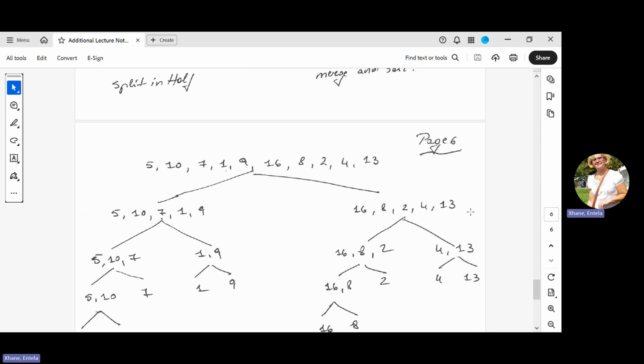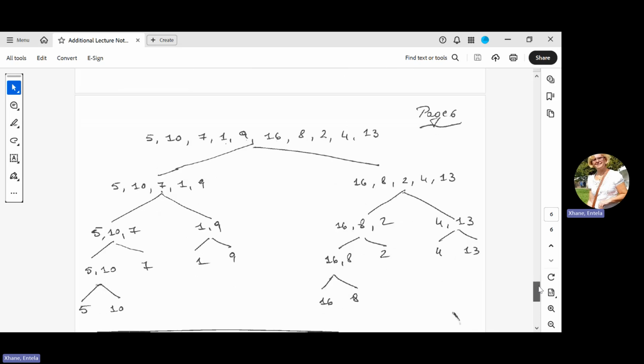Now, if you have an odd number of elements in the data set, when you're splitting, you get the number in the middle, but the number in the middle joins the first half. So I have a data set that is not sorted, a list of numbers with 5 entries. Then obviously 7 is right in the middle. 7 is going to go along with the first half, which is 5, 10. So 5, 10, 7. And then 1 and 9 together. We follow the same procedure with the other one. 2 is in the middle. So 16, 8, 2 all together, and 4 and 13 is the other half.